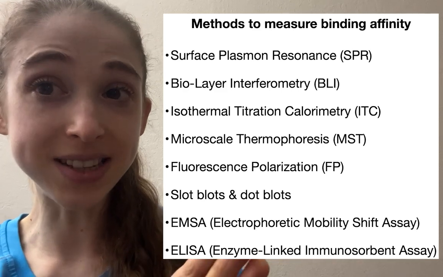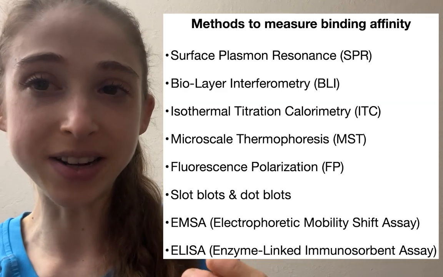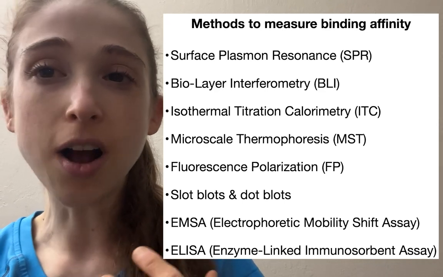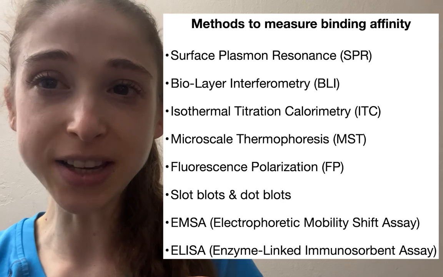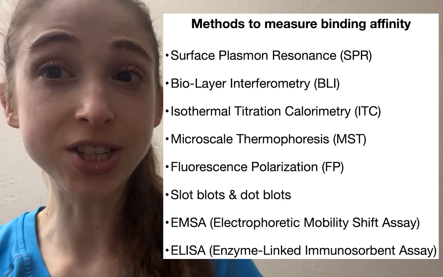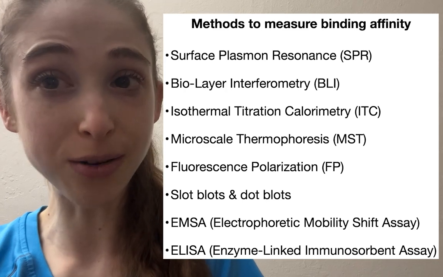of some of the main methods that scientists use to measure binding affinity. So, how strongly two molecules bind to one another. Commonly, this is given in terms of the KD, or the dissociation constant, which is the concentration of one molecule at which half of its binding partner is bound.